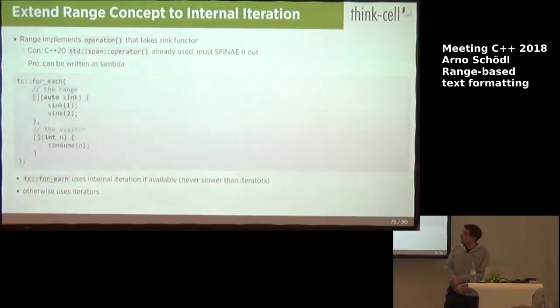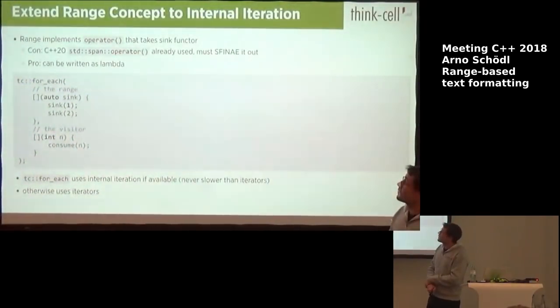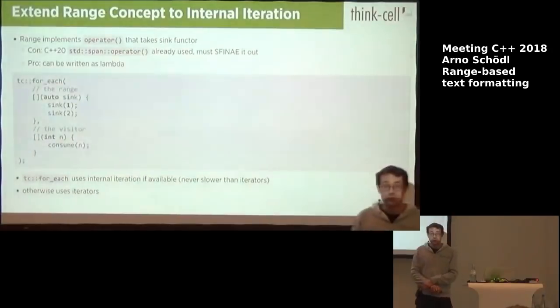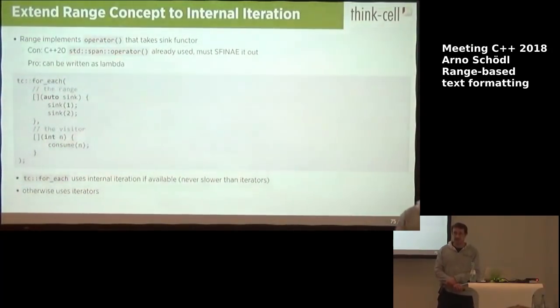How do we do that? We decided that ranges, in addition to implementing begin and end, or maybe also instead of implementing begin and end, if they want to support internal iteration, they simply implement the function call operator. Why did we pick the function operator?